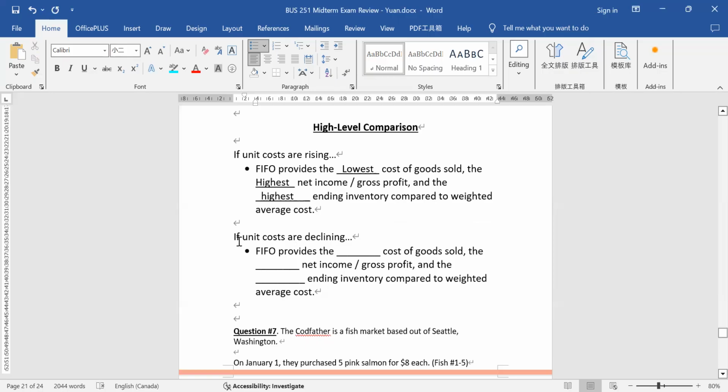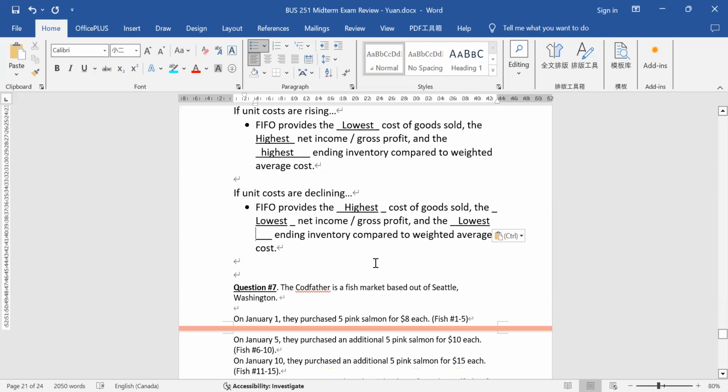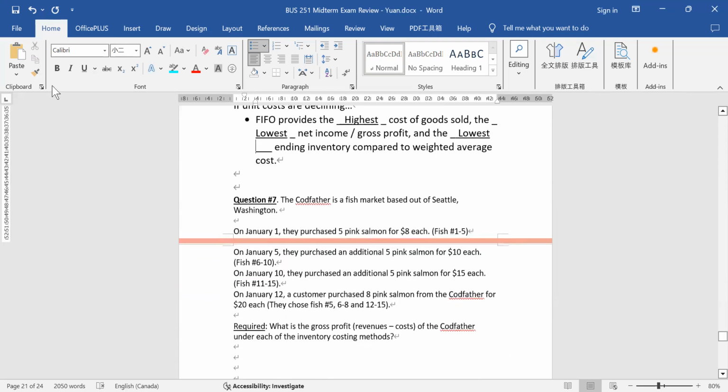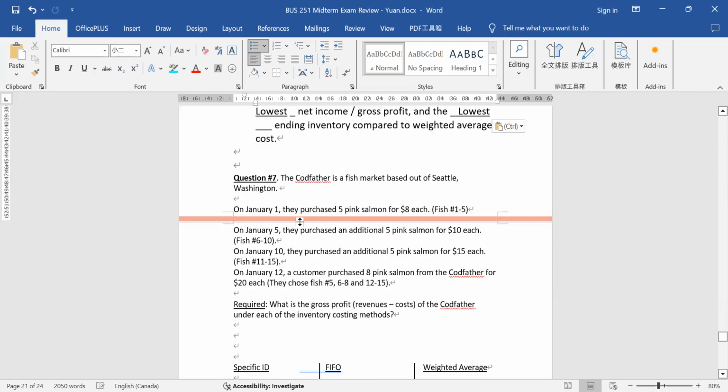So similarly, if the unit costs are declining, FIFO provides the highest cost of goods sold and the lowest net income and the lowest ending inventory compared to weighted average. So it's opposite, right? So let's have a look at the question.